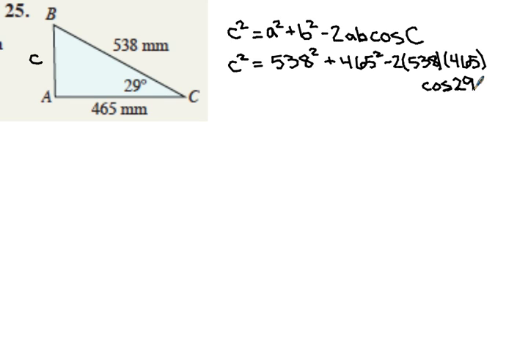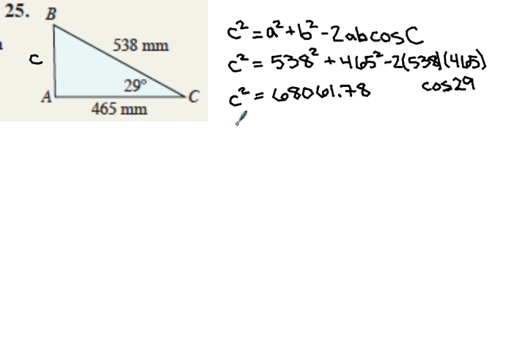Okay, anyways, from here, what we're going to do is just simplify it. So you can type that into the calculator. You guys can check my math at the same time. You get 538 squared plus 465 squared minus 2 times 538 times 465 times our cosine of 29. We're making sure that we're in degree mode. So we'll see that c squared is going to equal 68,061.78. Take the square root of this value.